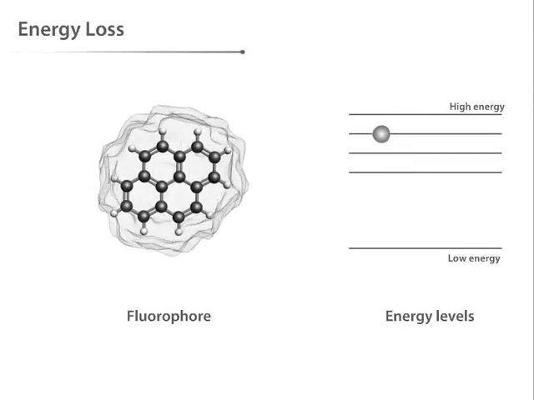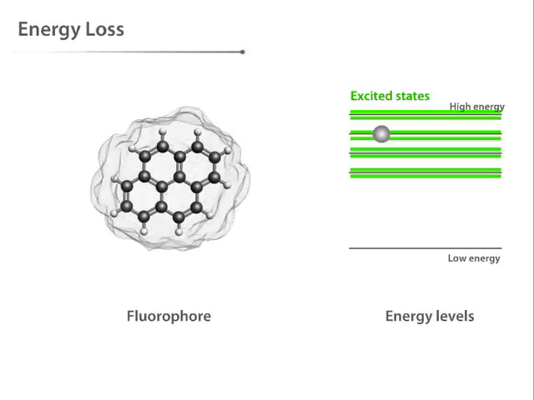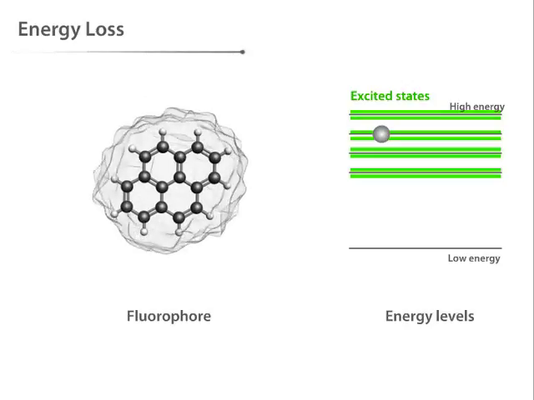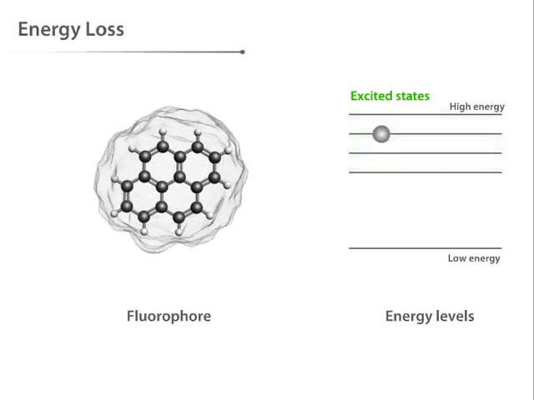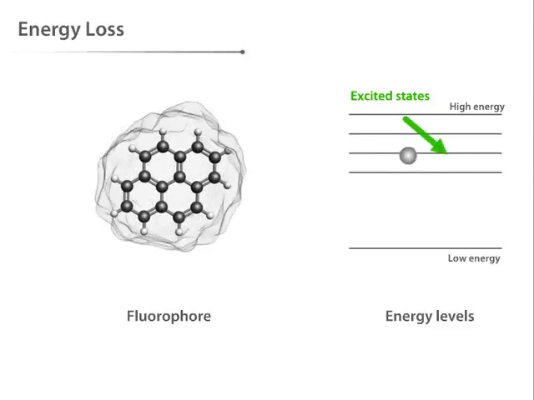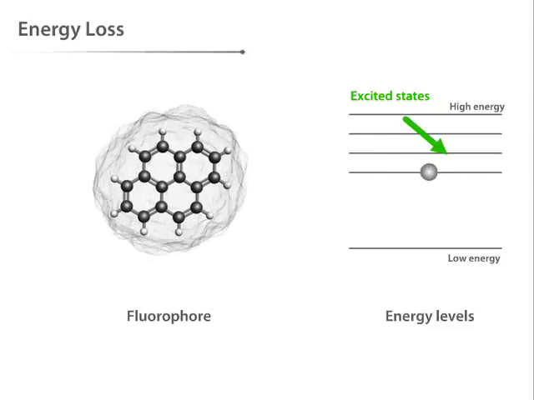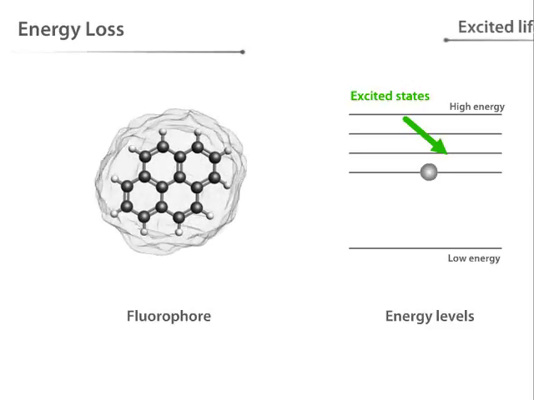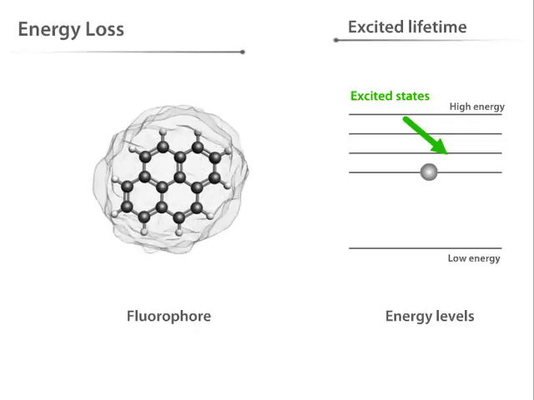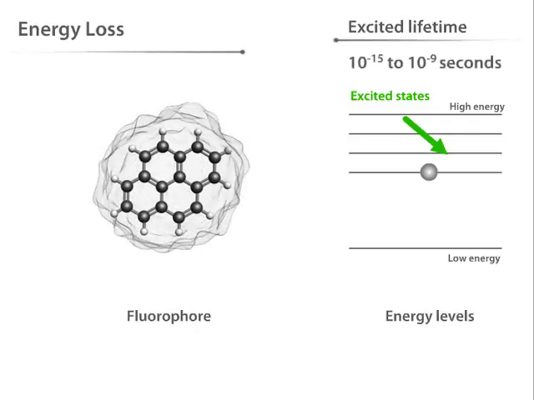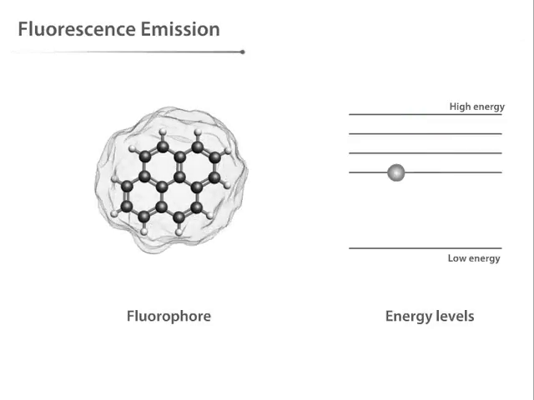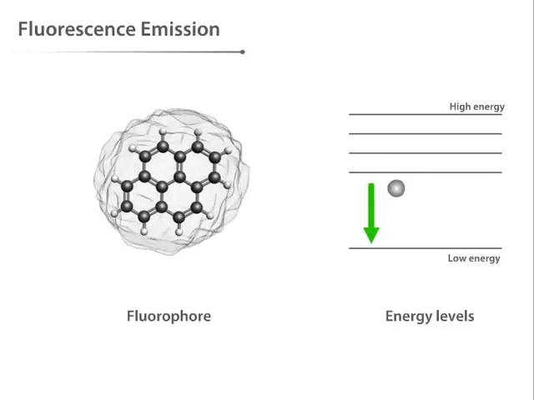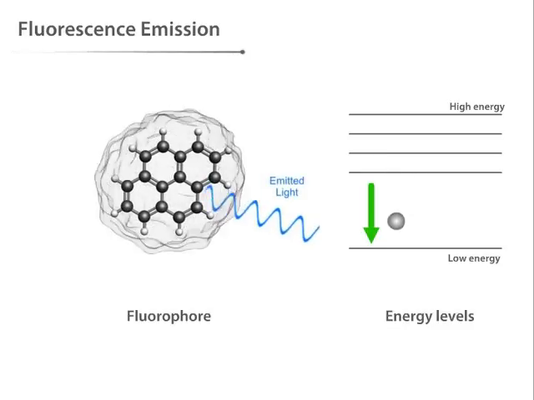There are multiple excited states or energy levels that the fluorophore can attain, depending on the wavelength and energy of the external light source. Since the fluorophore is unstable at high energy configurations, it eventually adopts the lowest energy excited state, which is semi-stable. The length of time that the fluorophore is in excited states is called the excited lifetime, and it lasts for a very short time, ranging from 10 to the minus 15 to 10 to the minus 9 seconds. Next, the fluorophore rearranges from the semi-stable excited state back to the ground state, and the excess energy is released and emitted as light.